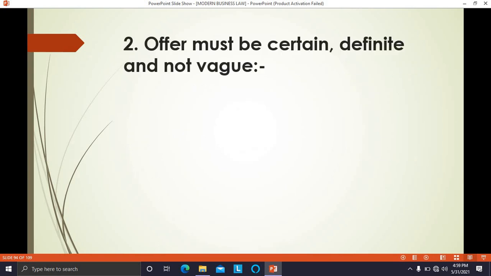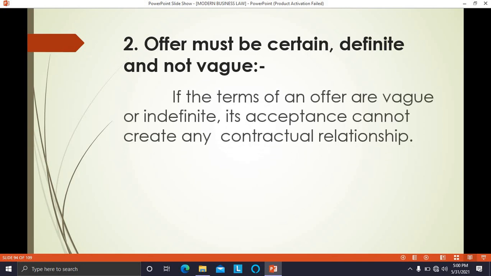Now, the second point: the offer must be certain, definite and not vague. Whenever any terms are used in the offer, those terms should be certain, and no vague words should be used. What does vague mean? Vague means words which are not clearly defined, not clearly understood or expressed. Such words should not be used in the offer. If the terms used in an offer are vague or unclear, then its acceptance cannot create any contractual relationship. So in order to have a valid agreement or valid contract, the terms used in the offer should be clear and definite, and no vague terms should be used in the contract.